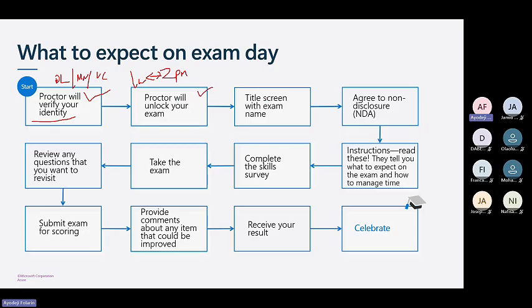Once you unlock your exam, there's a title screen with the exam name that will show. So you will settle down. The exam you've registered for, you will see it loading. So they don't make mistakes. You cannot say you registered for DP700 and what you are seeing is DP800. No, what you registered for is what you will get. Once the screen loads, there's an agreement, a non-disclosure NDA. So agree with the NDA.